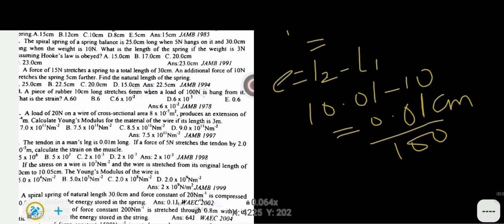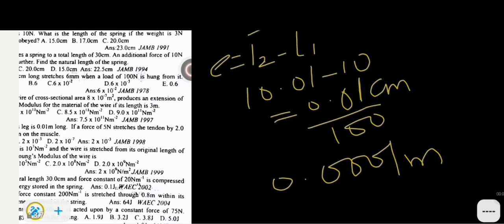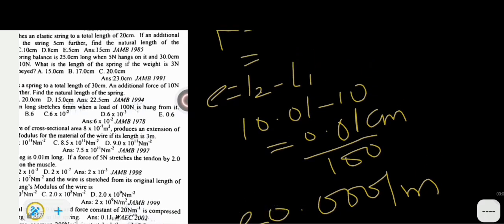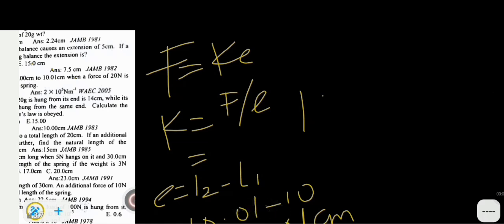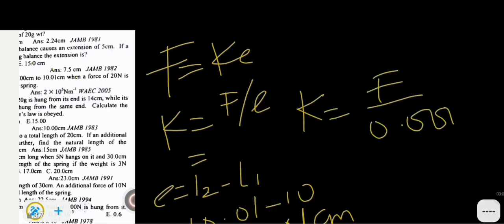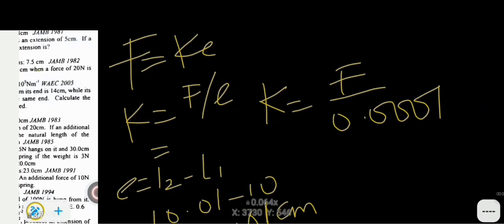So that will just give you 4 zeros, 0.0001 meters. Now this is the extension. So that's what you're going to slot into the formula F equals KE. Just come here, K will now be F divided by 0.0001. But don't forget, on the question, F is 20 newtons.